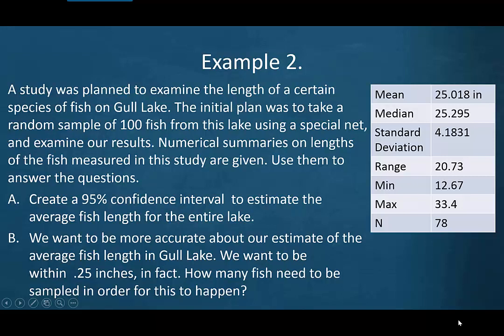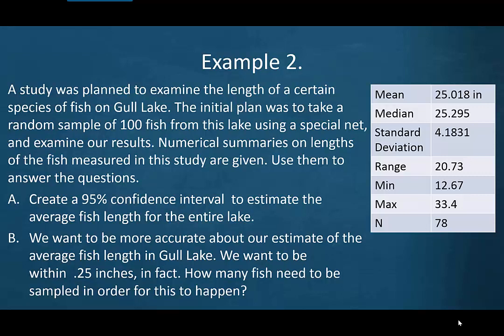Example 2. A study was planned to examine the length of a certain species of fish on Gull Lake. The initial plan was to take a random sample of 100 fish from this lake using a special net, examine our results. Numerical summaries on lengths of the fish measured in this study are given. Use them to answer the questions.